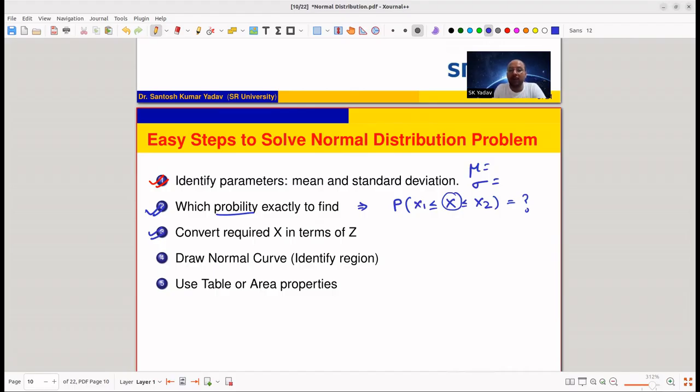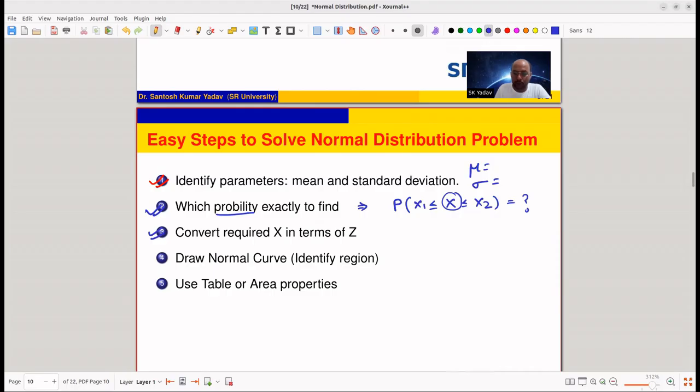Instead, we are converting these x1, x2 values in terms of z. And because the z PDF is simple and statisticians have given a table of z values up to the 3 sigma range, those z values will be used to compute the required probability. So we will change into z.